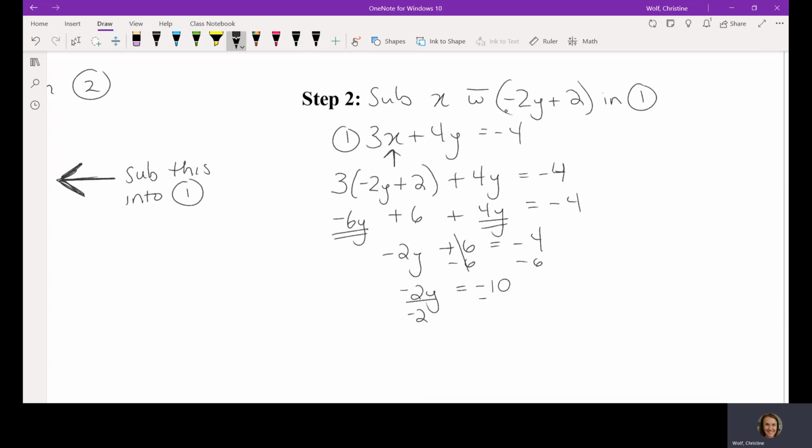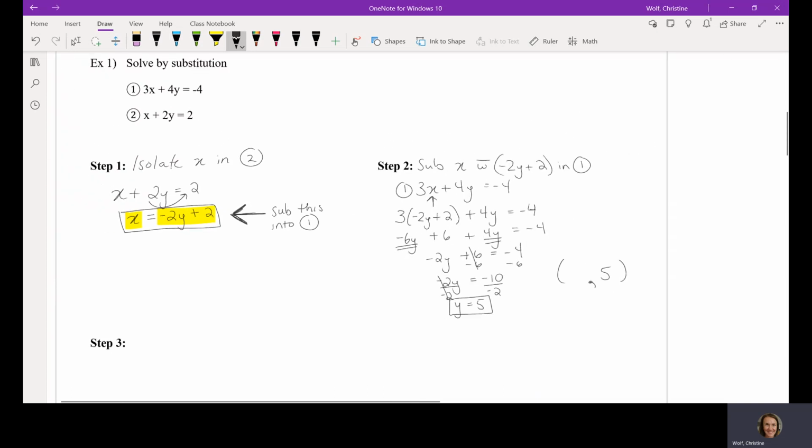To finalize the isolation of y, I divide each side by -2. So y is alone, and I get that y equals 5. So I know in my solution that these two lines would cross at a point where y equals 5. So our goal now is to find what x would be.